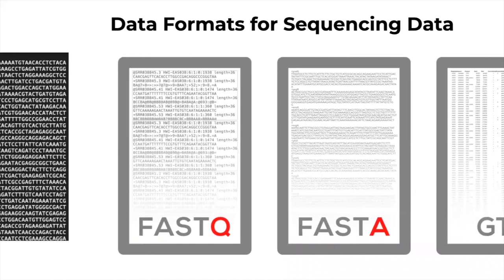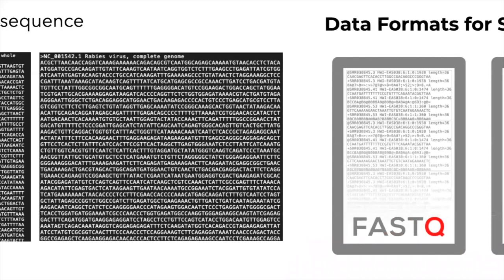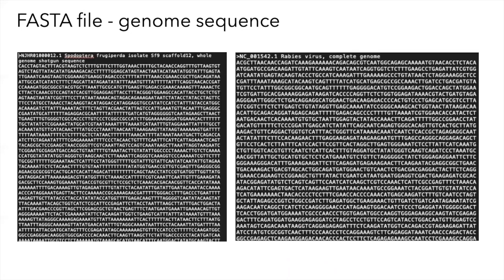Now, the Fasta file, as I mentioned, could be a way to store complete sequences, for example, a full genome sequence. So here you have a Fasta file of a full organism, Spodoptera frugiperda, isolate SF9, scaffold 12. A scaffold is going to be a portion of that genome, whole genome shotgun sequence. If you have a scaffold 12, that means you have scaffold 1, 2, 3, etc.